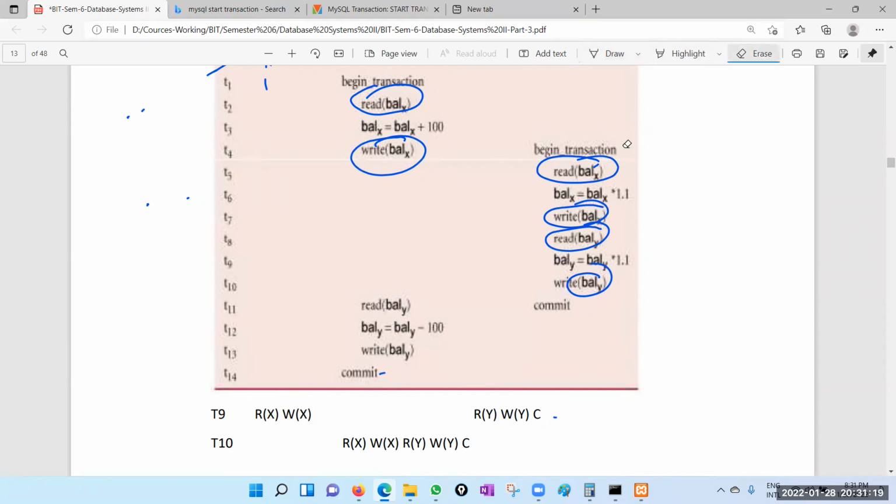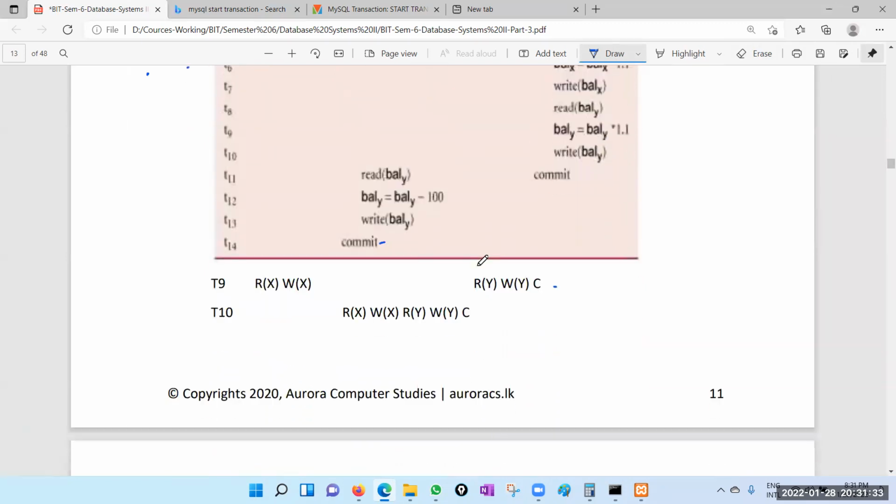Any questions on that? So we look at it as read and write operations. Okay. So we are not interested in these calculations. We are interested in read and write operations. Now we want to see whether this is result equivalent to a serial transaction. If it is result equivalent to a serial transaction, it is completely serializable.